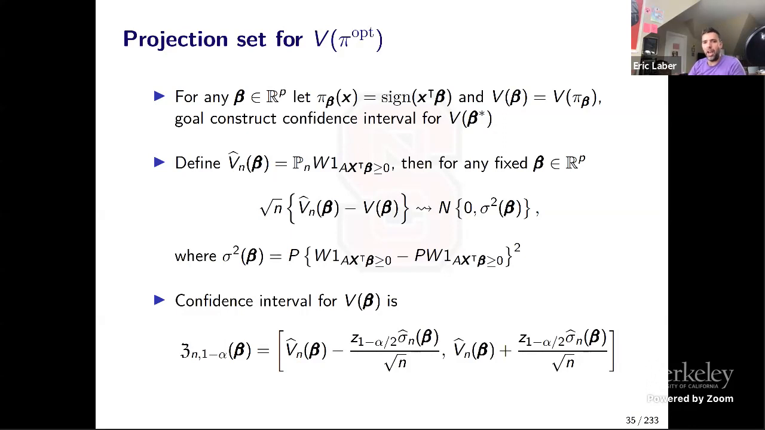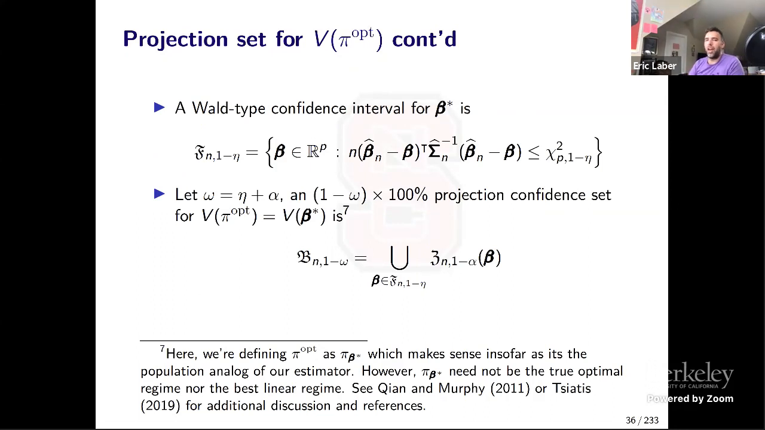And if we plug in beta hat, it's a 1 over root n perturbation of beta star, and these confidence intervals will no longer be valid because they're non-smooth. But what we can exploit here is the fact that we're using OLS, so it's easy to construct a confidence interval for beta star, which we can do, again, using a Wald type interval. So here, F of 1 minus eta, for some eta, is just the set of beta such that n times (beta hat minus beta) transpose sigma hat inverse (beta hat minus beta) is less than some chi-squared quantile or percentile.